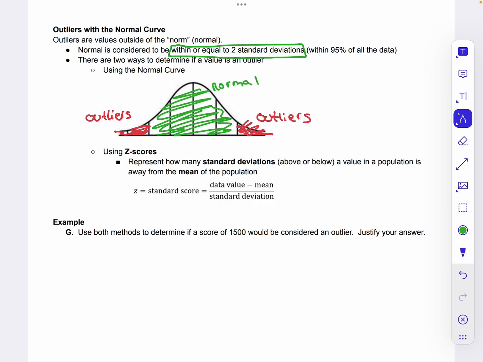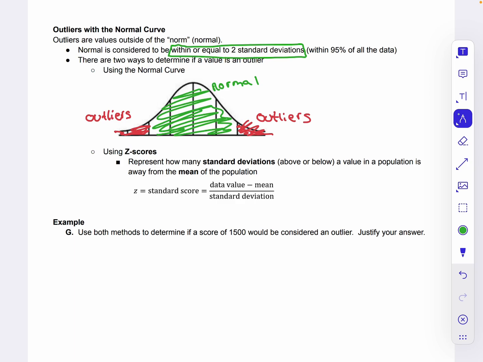When it comes to justifying whether or not values are outliers, we're going to try and move away from "it just looks like it" and use some sort of data to back it up. One option is to just use the normal curve. If you have a normal curve graphed out and you know exactly what's 2 standard deviations above or below the mean, then you can clearly state, well, that point just doesn't fall within 2 standard deviations of the mean. It must be an outlier.